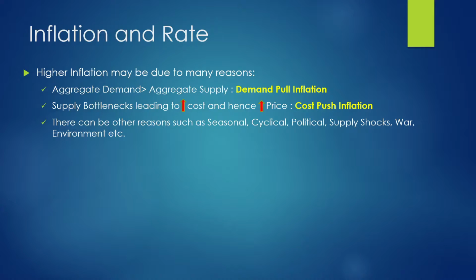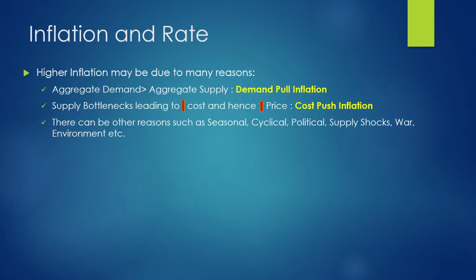The second type is known as cost push inflation. Cost push inflation, as the name suggests, is because of supply bottlenecks leading to an increase in cost, and that cost is reflected in an increase in price. Very recently you might have seen shocks like the oil shock because of the Ukraine war, and also shocks like floods and droughts, etc. These are other solid reasons for an economy to have inflation.